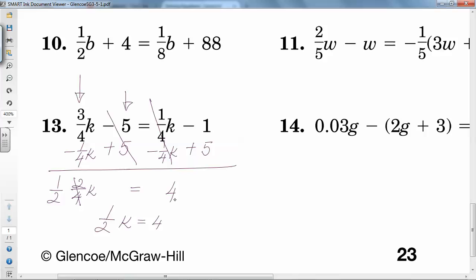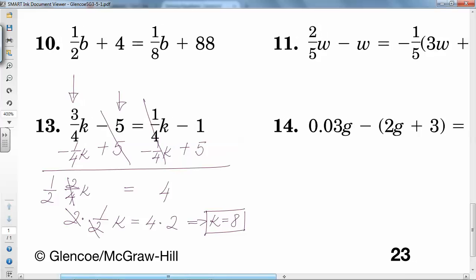How can you find k? Well, you can just multiply both sides by 2, because 2 times 1/2 would be 1, right? The 2 and 2 are cancelling out. You end up with k equals 8. And that's how you solve that one.